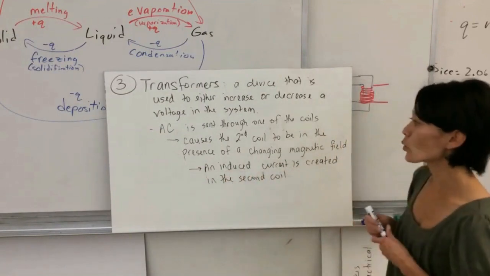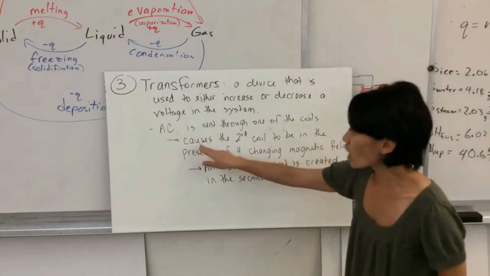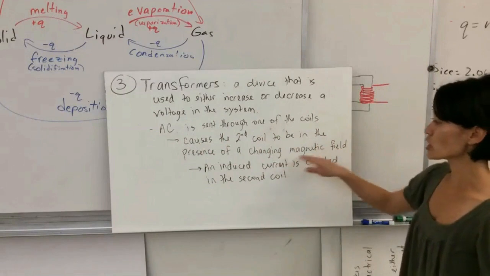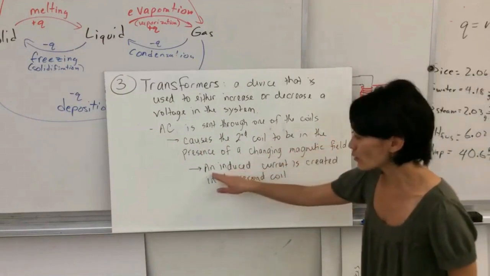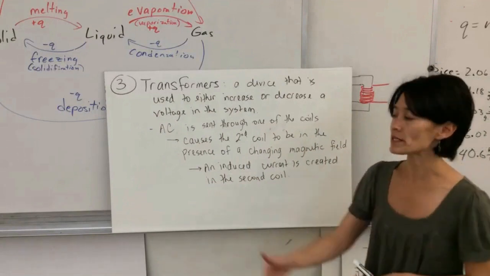And so that's the order. Alternating current is sent through one of the coils. That causes the second coil to be in the presence of a changing magnetic field. That creates an induced current in the second coil. Okay, so it's step by step by step.